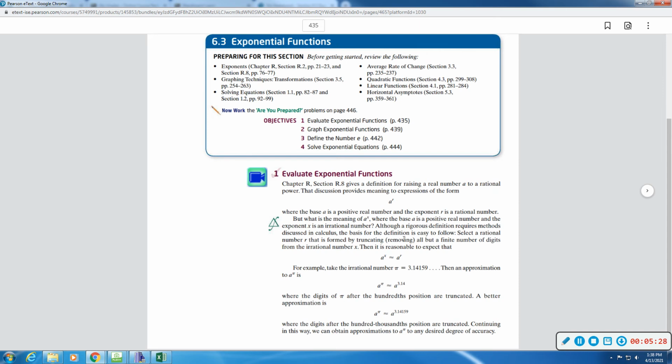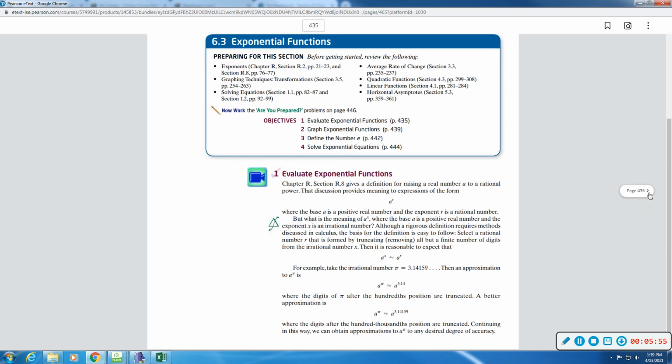This first page is kind of giving you exponential notation. You have some number at the bottom called a base, and then you have a number at the top called an exponent. Here is what we're going to be doing to define the number e. They're kind of estimating, taking some number, raising it to the power of pi, and adding more and more digits. The more digits you have, the better the accuracy.